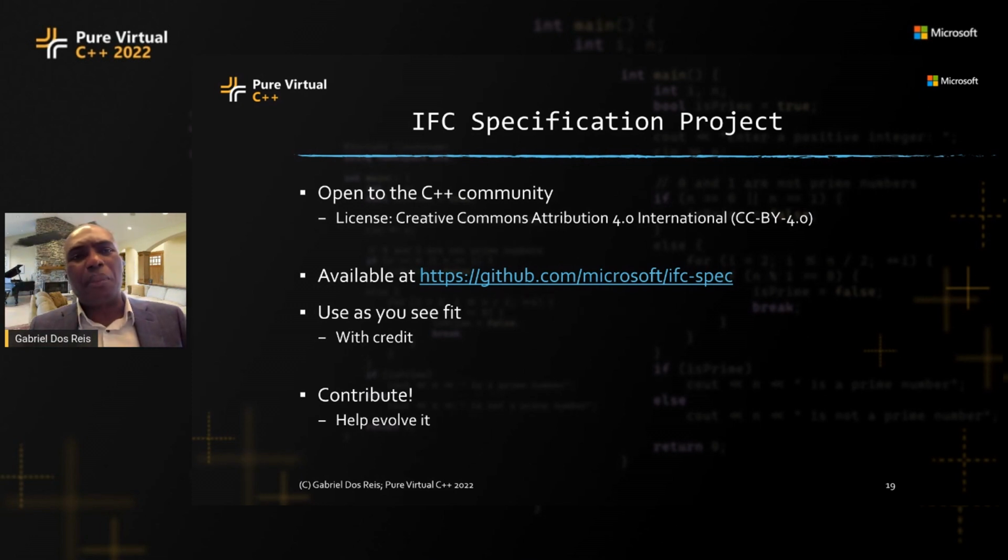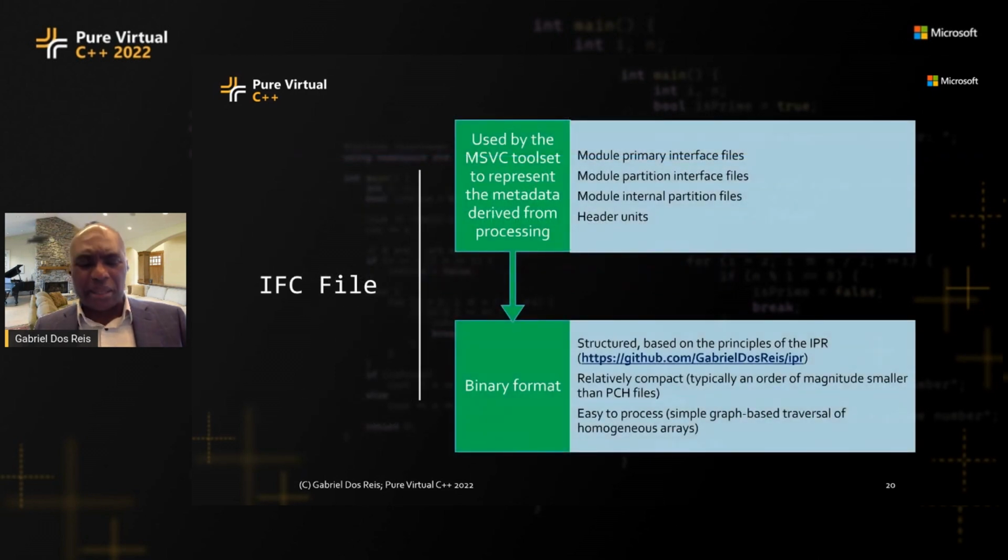Okay, so in short, an IFC file is just some kind of binary format used today by the MSVC toolset to represent metadata. When you compile a module interface, or you want to turn a header file into what we call a header unit, which is where you pretend that header file forms a self-contained entity on its own, and you want to have the representation, the semantics of that, you save that in binary format. And the structure of it, as I said earlier, is based on the IPR project, which is a project I worked on with Pirkko.